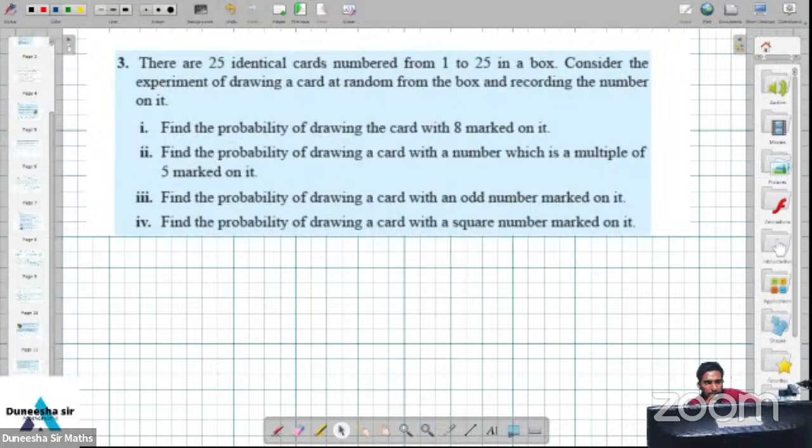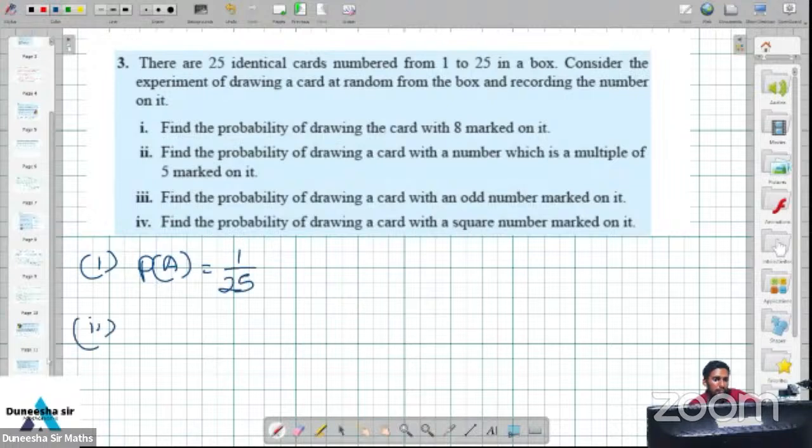Adma, what is the answer for the first one? Find the probability of drawing the card with 8 marked. What is the probability, if it's PA? Yes, 1 over 25. The answer is correct.